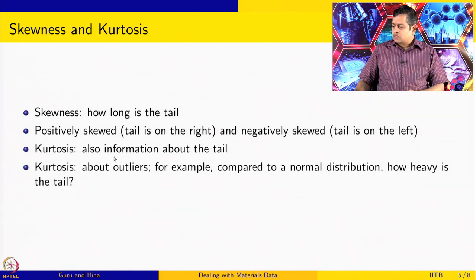Kurtosis is also information about the tail and it specifically talks about the outliers and it gives you information as compared to a normal distribution, how heavy is the tail in the given data. So, that is what this gives. So, by looking at these two quantities, it is possible to find out what the best fit in terms of probability distribution for the data could be and that is what we are going to do.